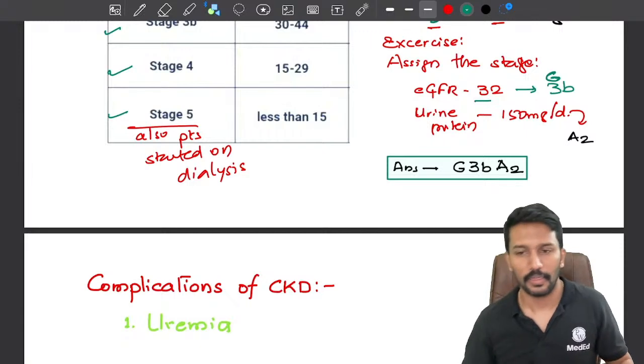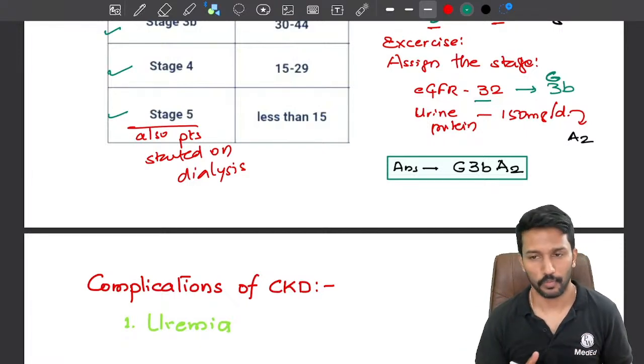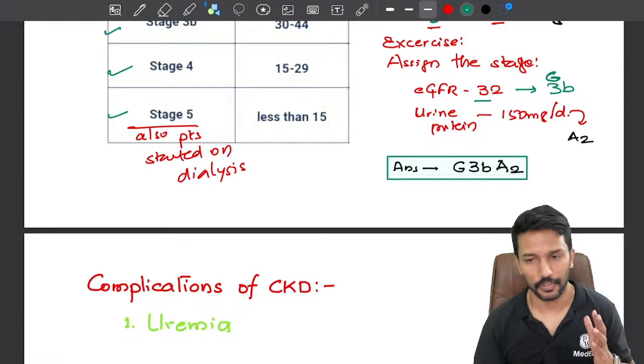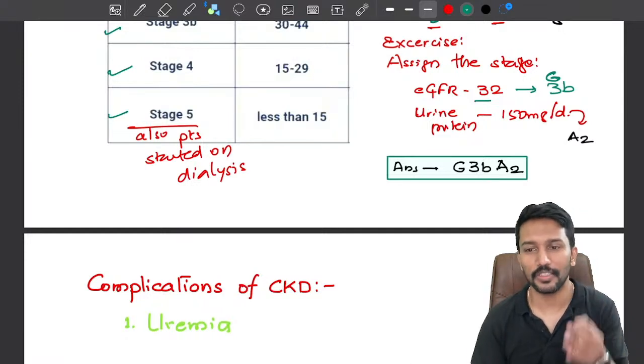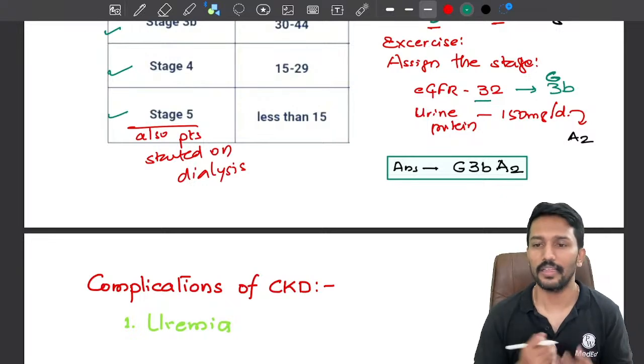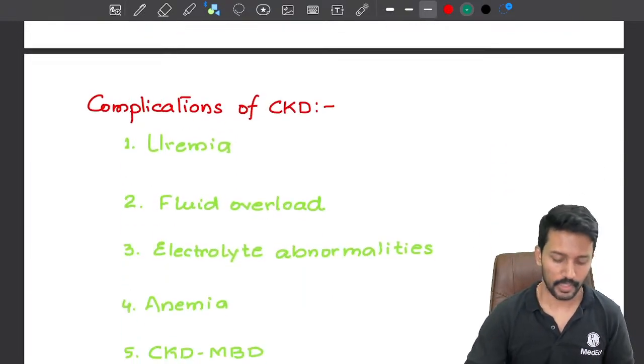Okay, clear? Now we have understood what the common causes are. What is the most common cause? That is diabetic nephropathy. What is the second most common cause? That is hypertension, right? Other causes you don't need to remember. Then we have learned how to stage the CKD. Now why is CKD such an important disease? Because it leads to myriad complications. So what are the complications?